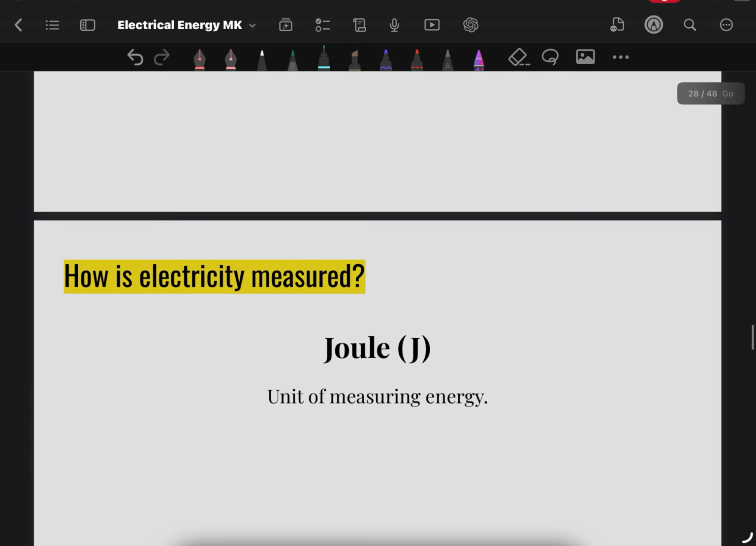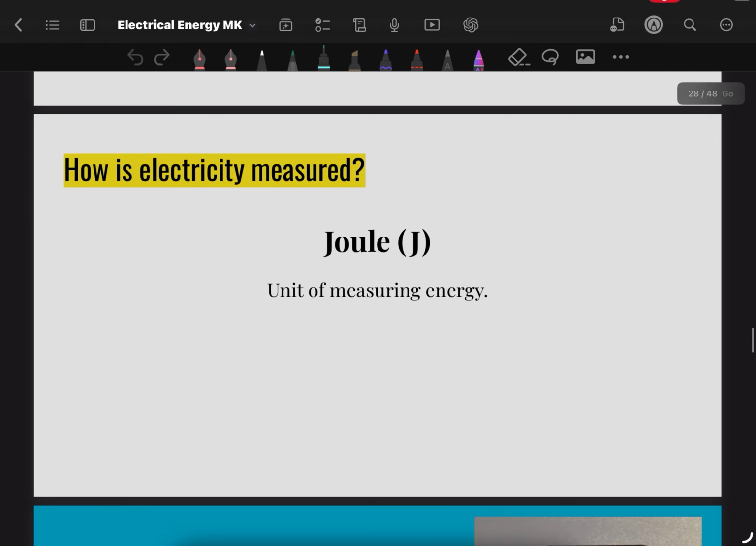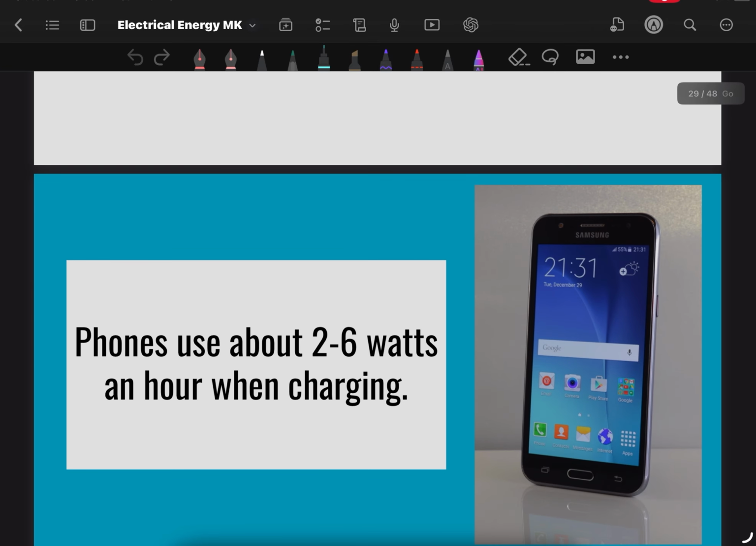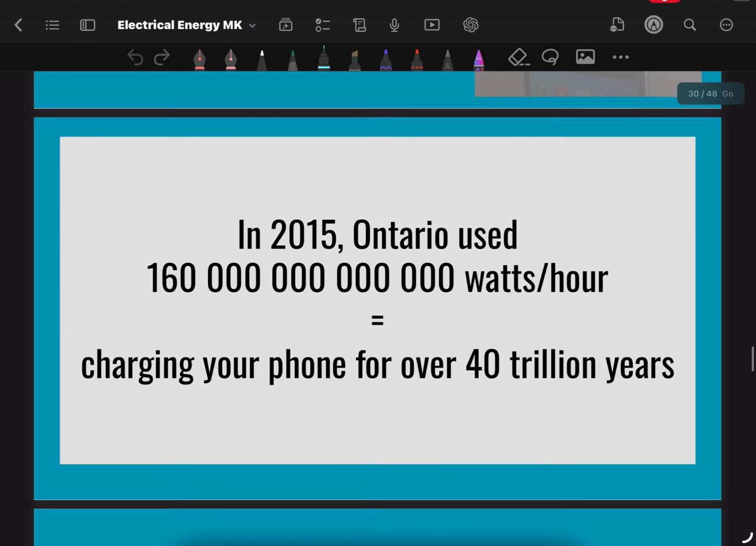So, here's the next one. This is the measurement of energy. You guys might have heard it before. It's called the joule. And this is pretty important later. So, let's first talk about phones. Phones use about 2 to 6 watts an hour while charging. And in 2015, Ontario used 160 trillion watts per hour charging your phone for over 40 trillion years.